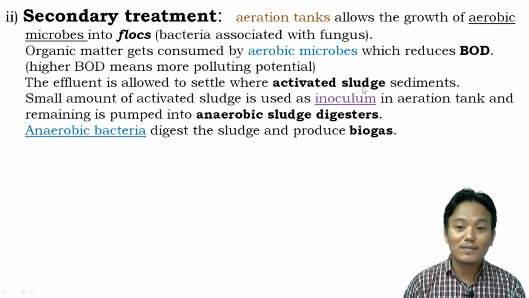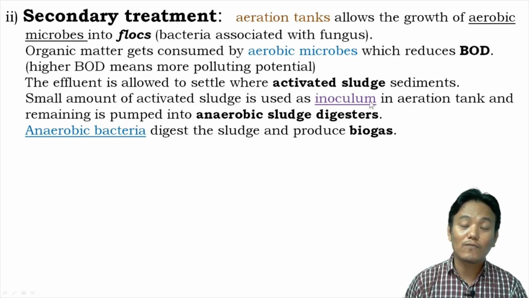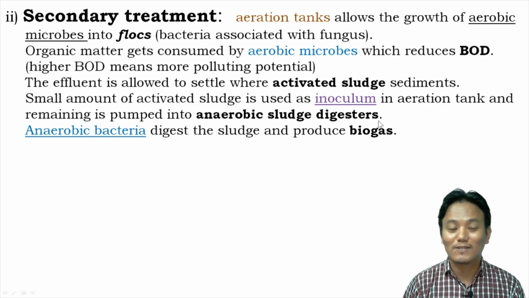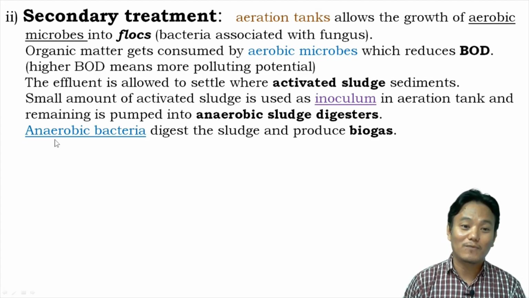The activated sludge contains these microorganisms, right? So a small amount of activated sludge is kept as inoculum for the next batch of sewage treatment, right? And the remaining activated sludge is pumped into another container called anaerobic sludge digesters, where anaerobic bacteria will be used to digest the sludge and produce biogas in the process, another useful process.